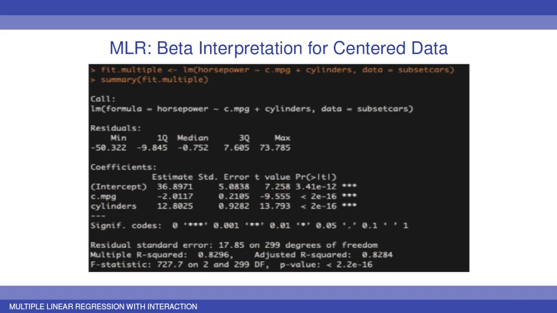Finally, the estimate for beta 2 is -12.8. Beta 2 represents the difference in intercepts. This means that the difference in mean horsepower between 8 and 4-cylinder cars with average MPGs is -12.8. In other words, the mean horsepower is 12.8 units lower for 8-cylinder cars with average MPG than for 4-cylinder cars with average MPG.